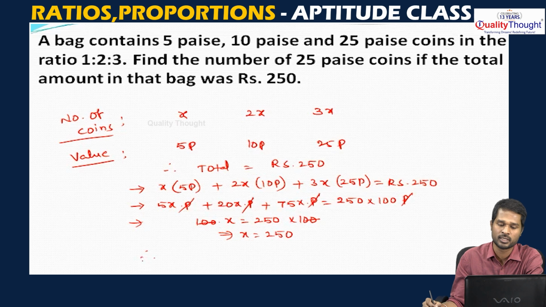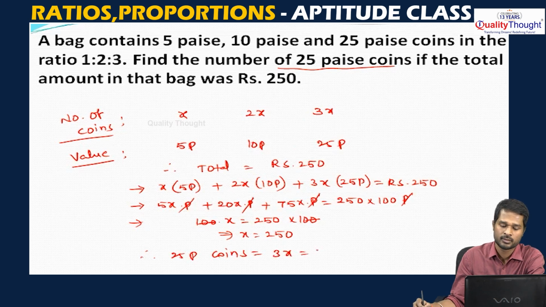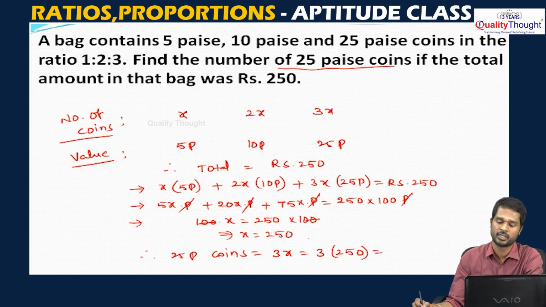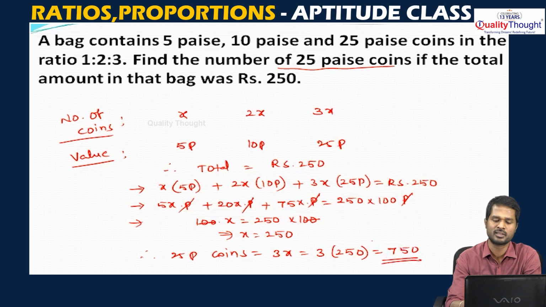Now what is the question he asked? Find the number of 25 paisa coins. How many 25 paisa coins are there? 3x 25 paisa coins are there. 3 into the x value we just got, that is 250 into 3. 25 threes are 75, so we have a total of 750 25 paisa coins. In a similar way, 10 paisa coins are 2 into x, so 2 into 250, 500 10 paisa coins are there, and 250 5 paisa coins are there.